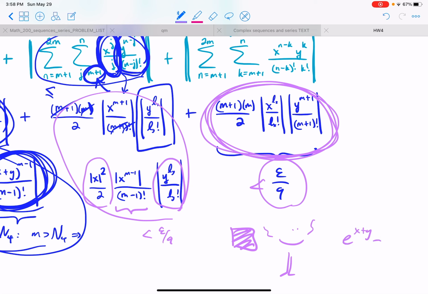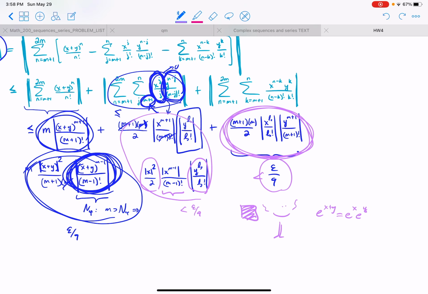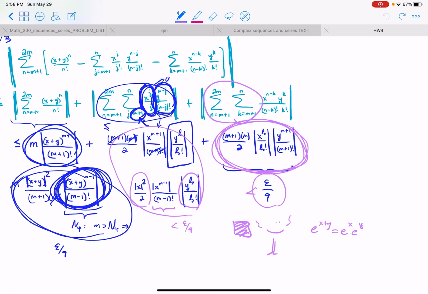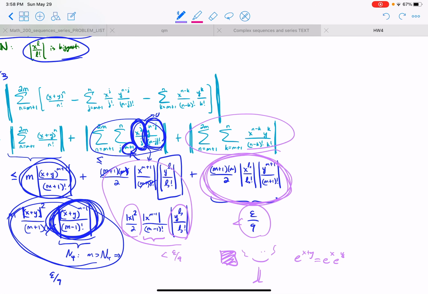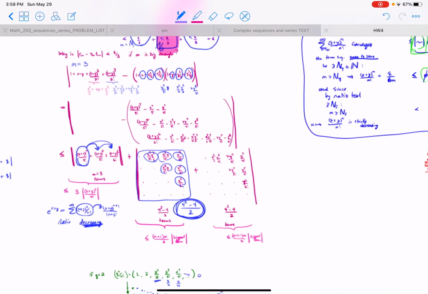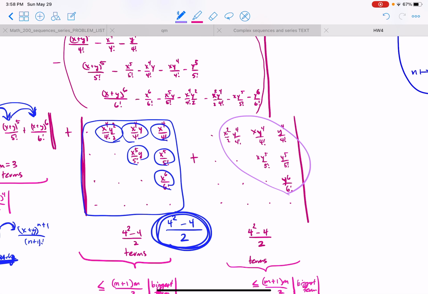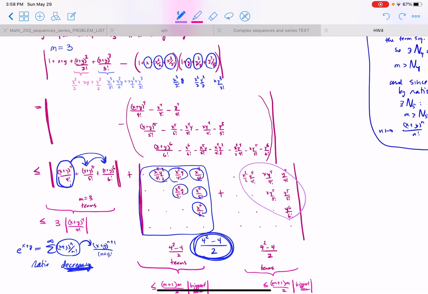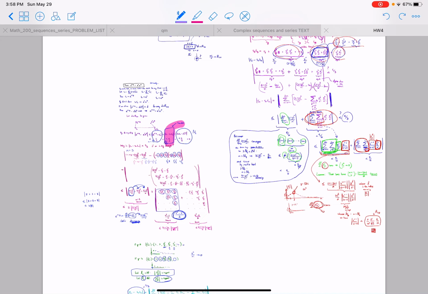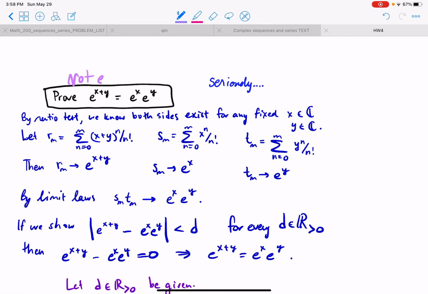that e to the x plus y is equal to e to the x times e to the y, using no fancy math, just sums and the triangle inequality and counting. And counting, like how many terms, is the hardest part of this, and also just the sum notation is really hard to figure out that this is in fact the correct expression that matches this, and also just to organize these terms in a certain way. This was a hard problem. Not easy.